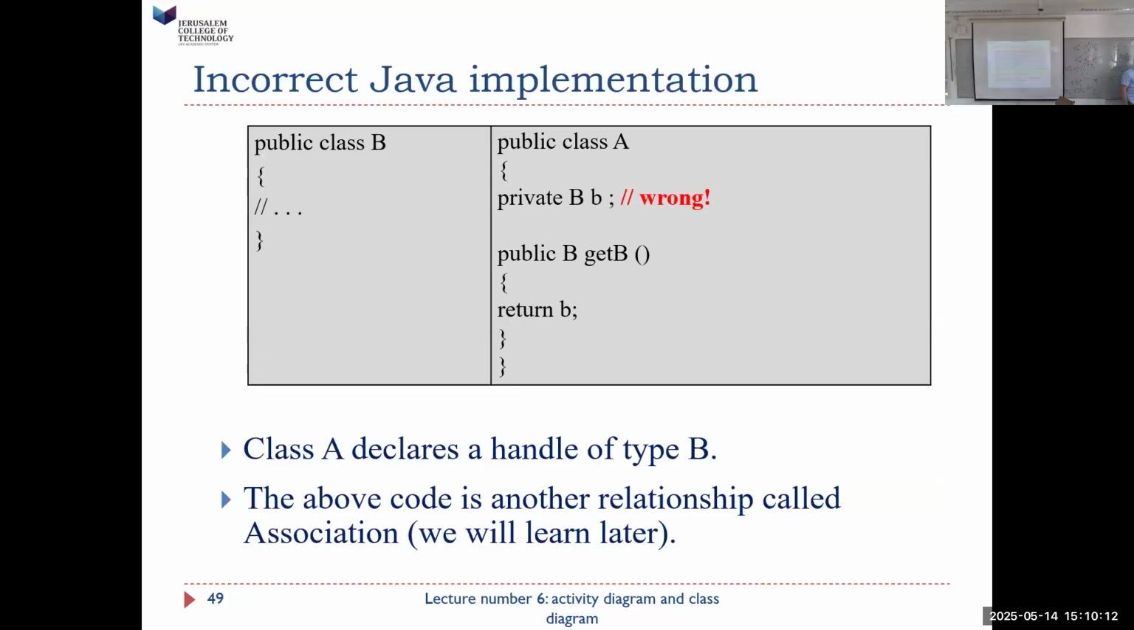Incorrect Java implementation. This is wrong. Why is this wrong? Why is this called association and not dependency? You can do this, you can have class A with an instance of class B in it, but this is another relationship called association. It actually holds it like that. If a person said, I want it to be dependent, then you shouldn't do this, you should do the other.